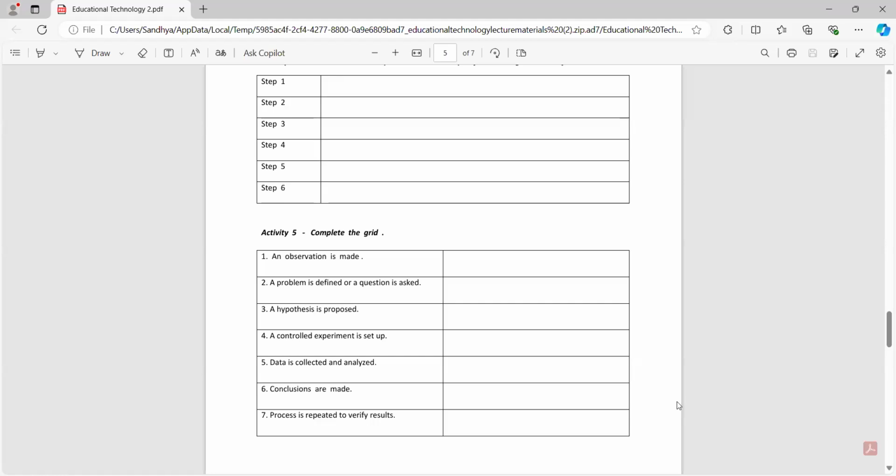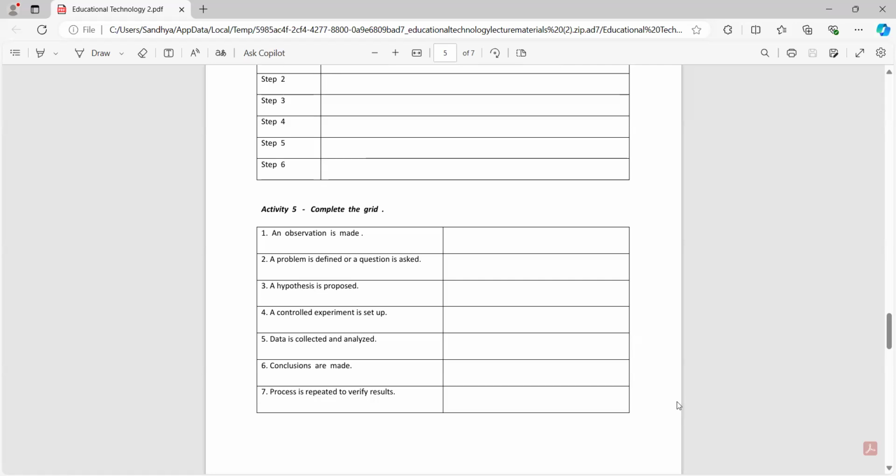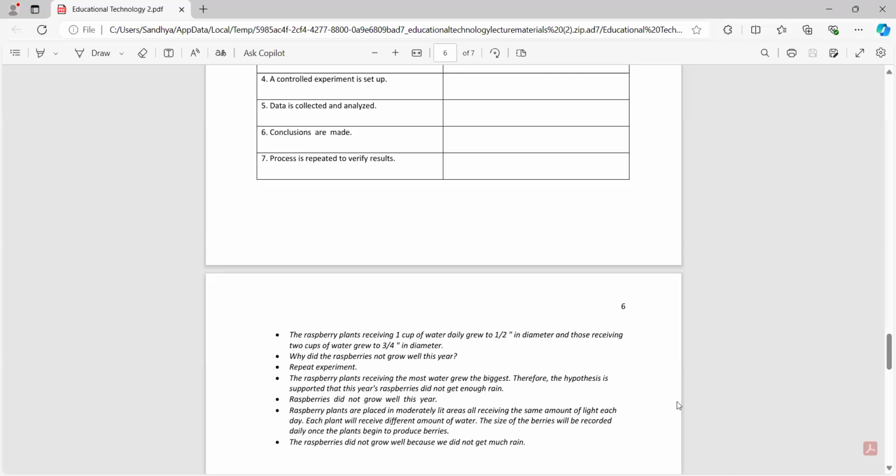So these are the steps of the scientific method, and here you have some examples. So you have to match these examples with the different steps of the scientific method. Now you know the steps of the scientific method. Can you see which one is which? Okay, let me.